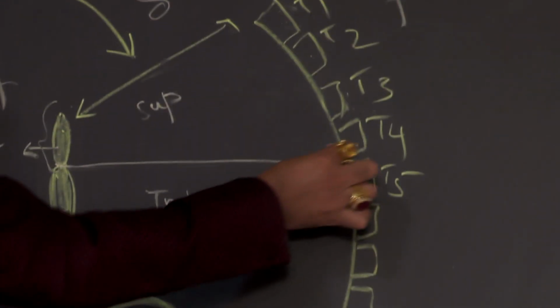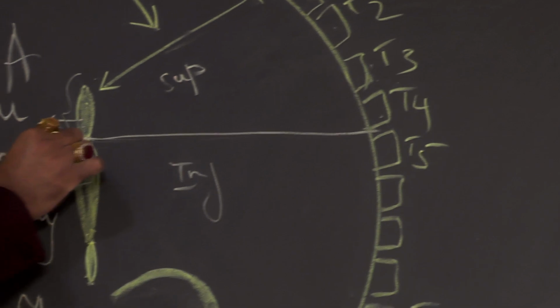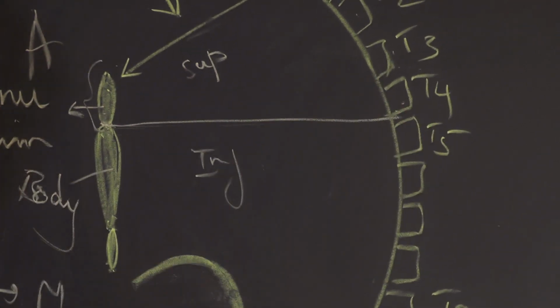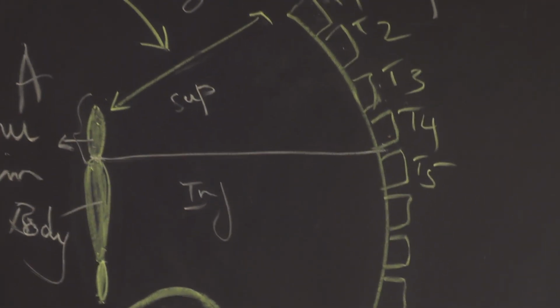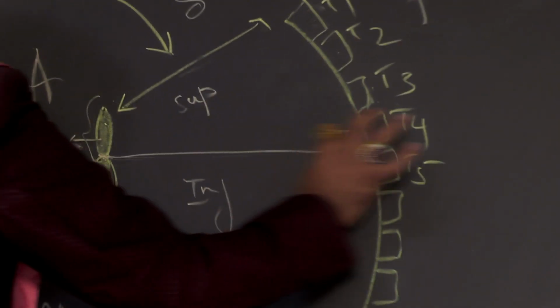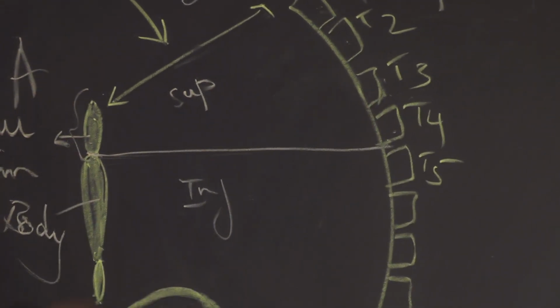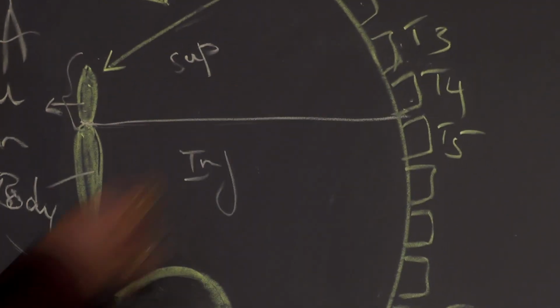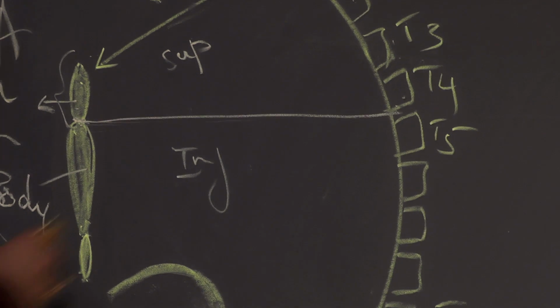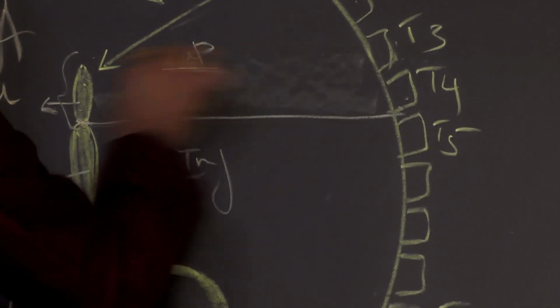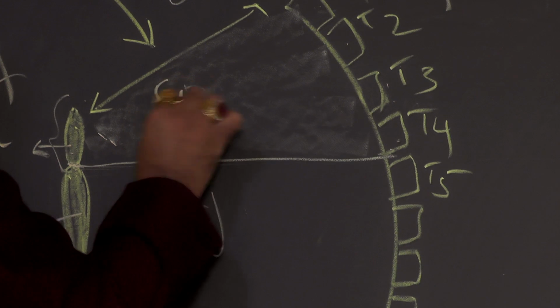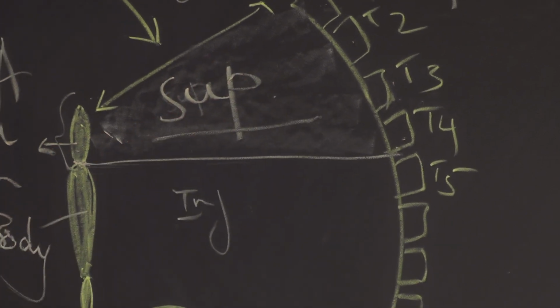Inferiorly we have an imaginary line that is drawn starting from the sternal angle anteriorly to the lower border of the fourth thoracic vertebra posteriorly. This imaginary line forms the inferior boundary of the superior mediastinum. So this entire portion is called the superior mediastinum.